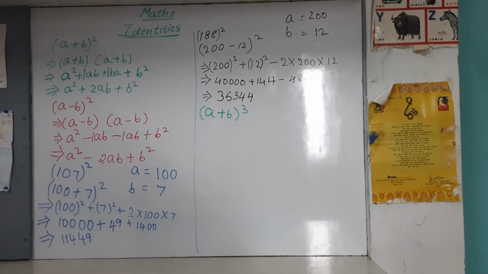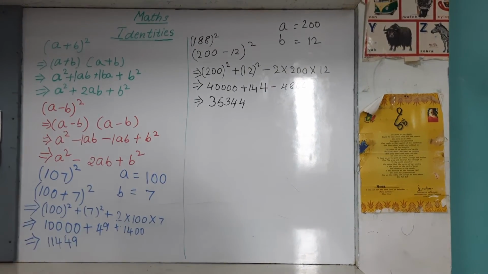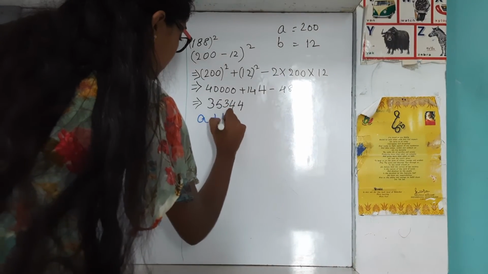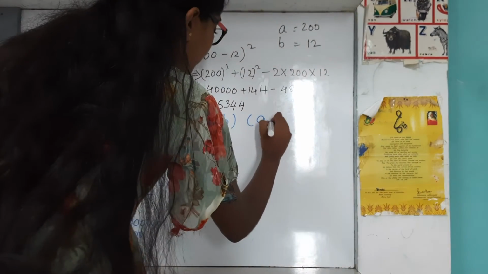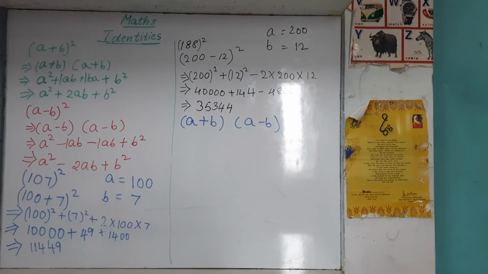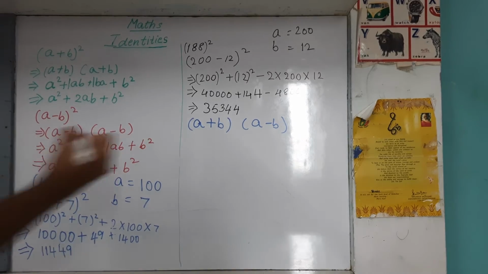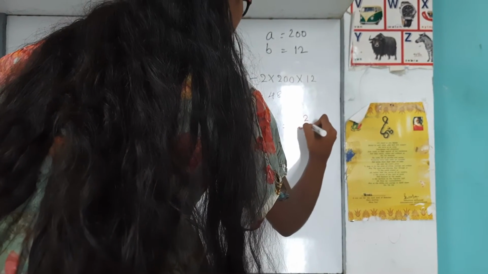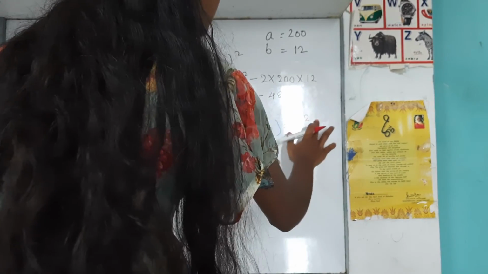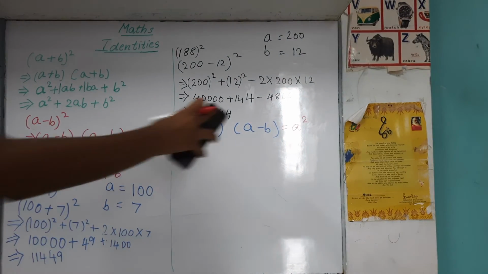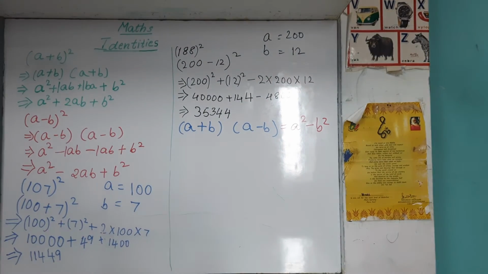Okay. Now these are the formulas. Let me introduce you to one more formula before I go to (a plus b) whole cube. The other formula is (a plus b) into (a minus b) is equals to a square minus b square. How can we derive this?